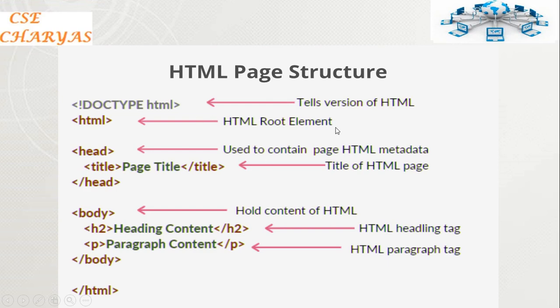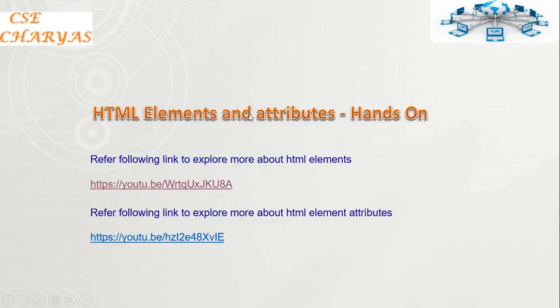This is the general structure of HTML pages. First we have a document type HTML which tells the version of HTML. The HTML is a root element. Head is used to contain web page HTML metadata. The title is going to be displayed on top of a web page. Body tag holds the content of the HTML. Whatever content you are going to present on a web page, that entire content we have to put in the body tag only. Here H2 heading content, this is HTML heading content, paragraph content. This is the general structure of an HTML web page.